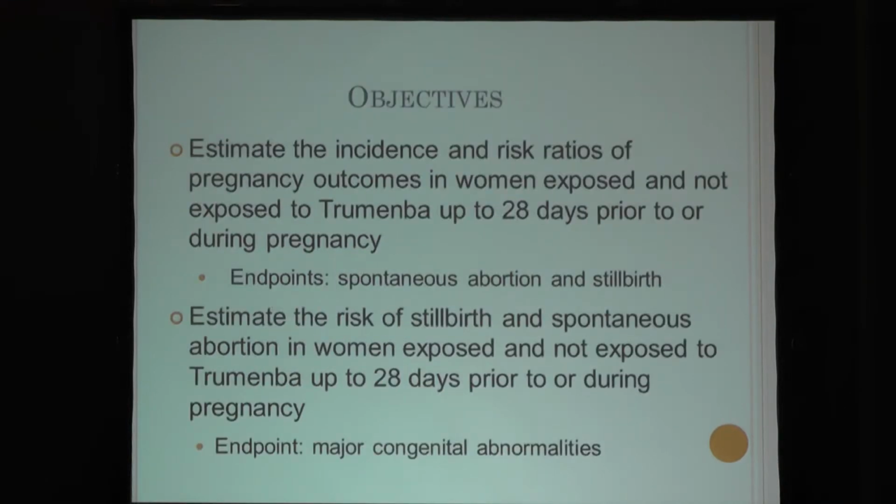So the objective for the Trememba pregnancy study is to estimate the incidence and the risk ratio of pregnancy outcomes in women exposed and not exposed, so we have a comparison group, to Trememba up to 28 days prior to or during the pregnancy. The outcome of interest, that is the endpoint, is spontaneous abortion and stillbirth. And then we also want to estimate the risk of stillbirth and spontaneous abortion in the women exposed or not exposed to Trememba up to 28 days prior to or during pregnancy. The endpoint here is major congenital abnormality.